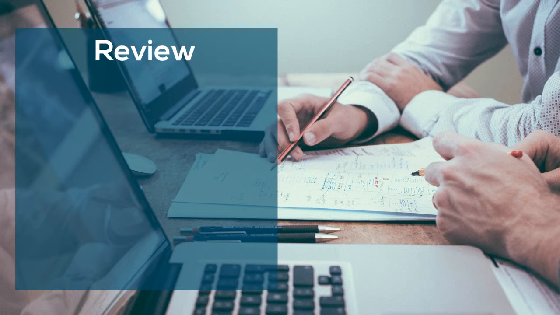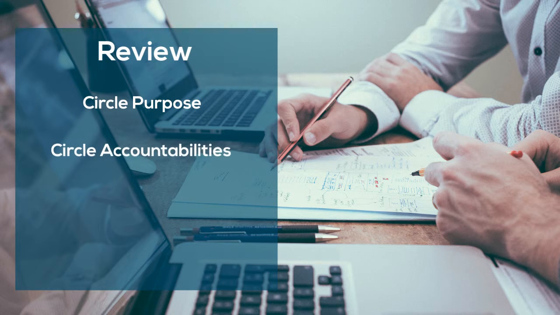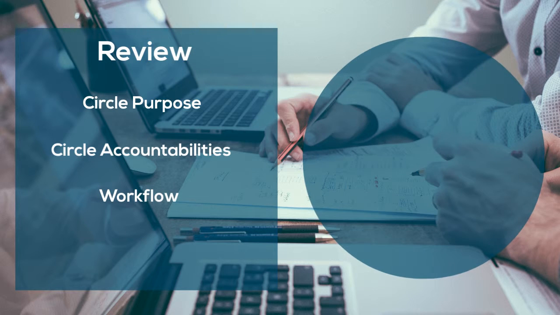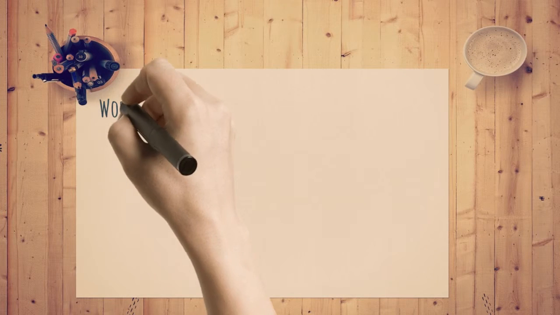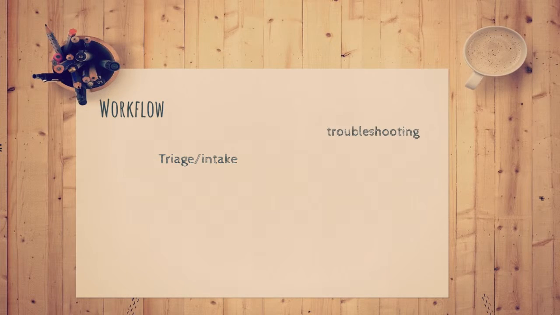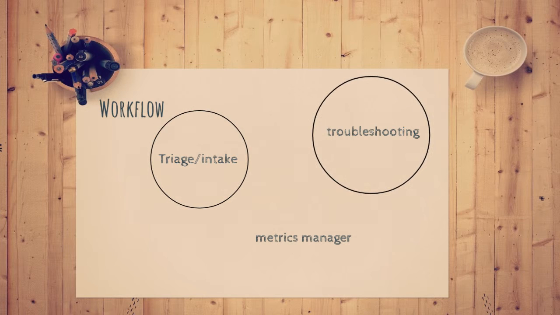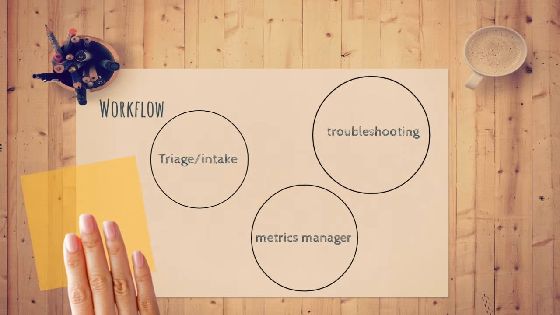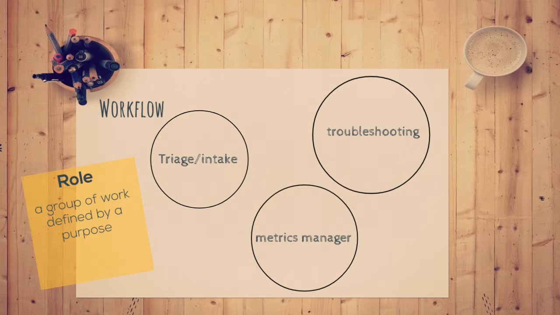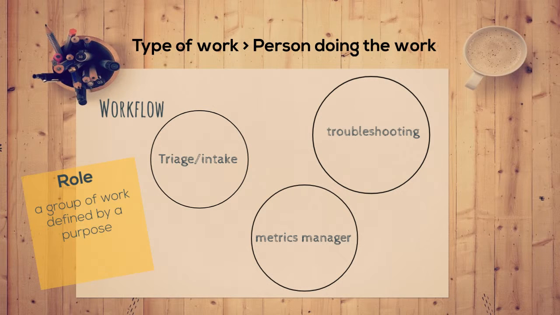Now that you have reviewed your purpose and accountabilities and understand the flow of your work, you're almost ready to start building out your circle. The last thing we need to do is talk about roles. Think about the workflow of your circle and look at how you can bucket the workflow into the roles with similar responsibilities. A role is a group of work defined by a purpose. We want to group the work by the type of work instead of by the person doing the work.